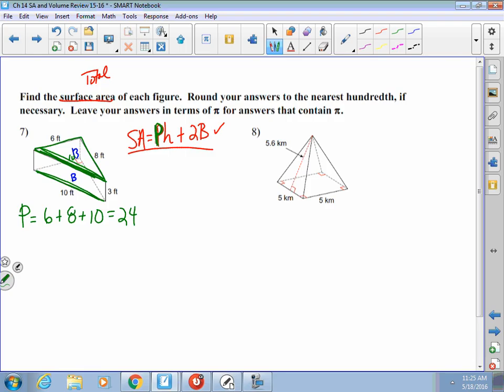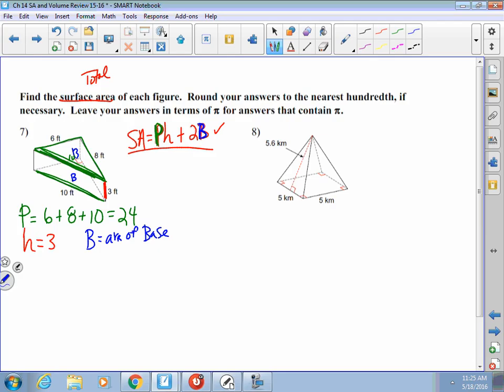Then we need the height of the prism. The height of the prism is always your distance between the bases. So our height is 3. And then we need the B. The B represents the area of the base. Our base is what shape? Basically, got to know that.